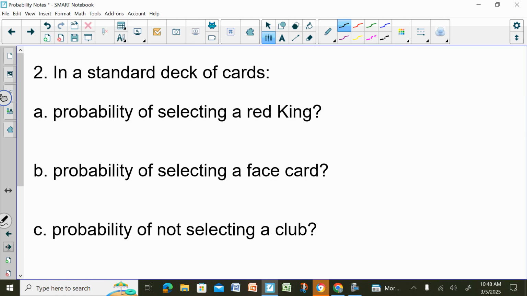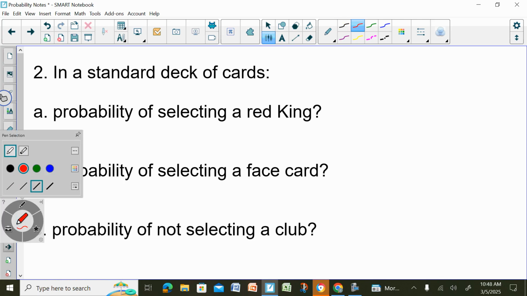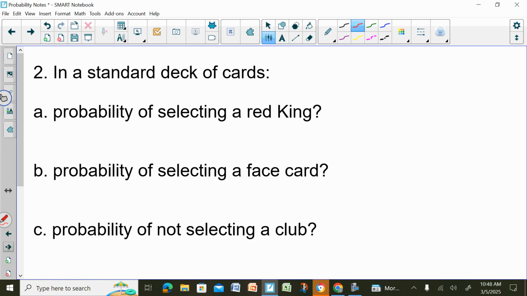Let's try another one. In a standard deck of cards, the probability of selecting a red king. So we're talking about a red king. There are 2 red kings. So probability of red king. There are 2. If you go back to that other page, there's the King of Hearts.